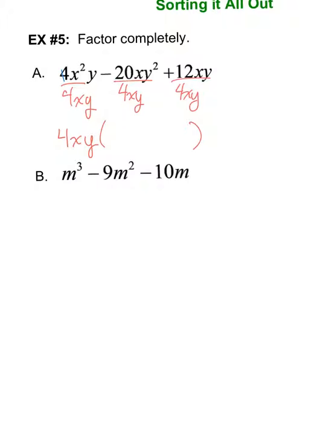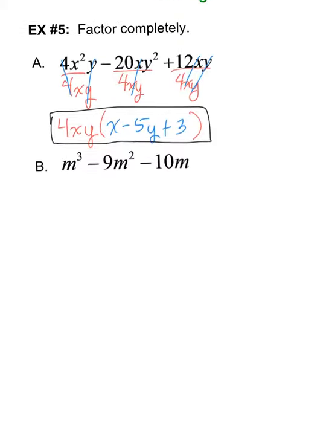The 4's cancel and the y's cancel. X squared divided by x is x. 20 divided by 4 is negative 5. The x's cancel. Y squared divided by y is y. 12 divided by 4 is 3. The x's and the y's cancel. And then this is not factorable at all. So you are finished with A.